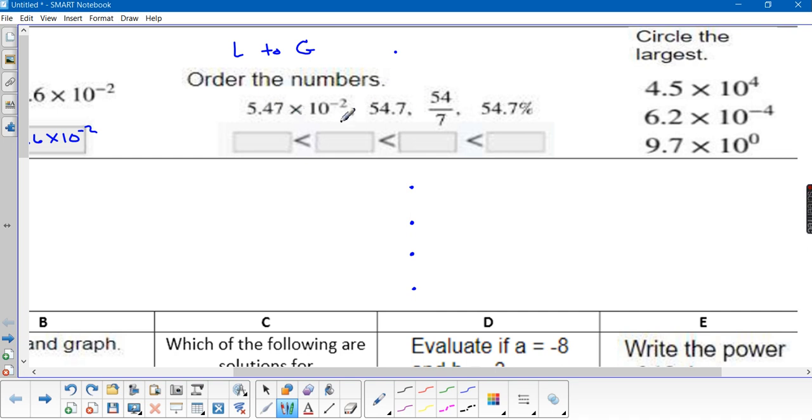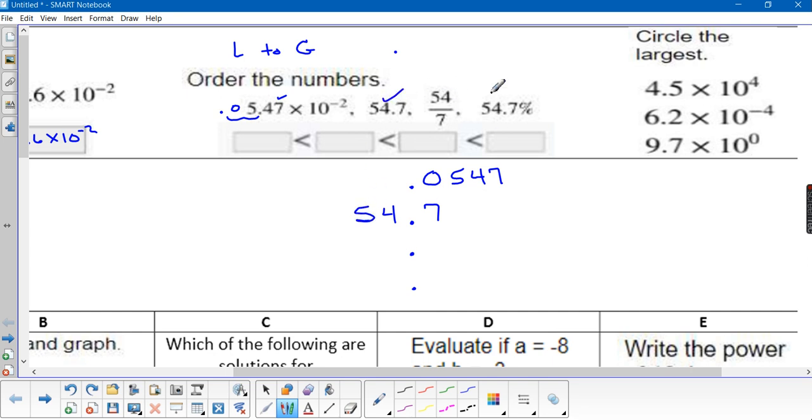Okay, 5.47 times 10 to the negative second power. Remember, this is negative, so it's going to get smaller. I'm going to move my decimal back twice and put a 0 there. So I'm looking at 0.0547. Okay, so that's my first number there. 54.7 is already in decimal form. I'm just going to place it right here.